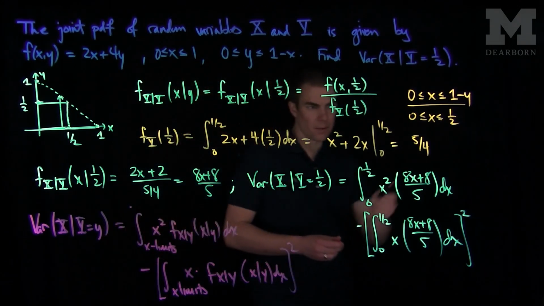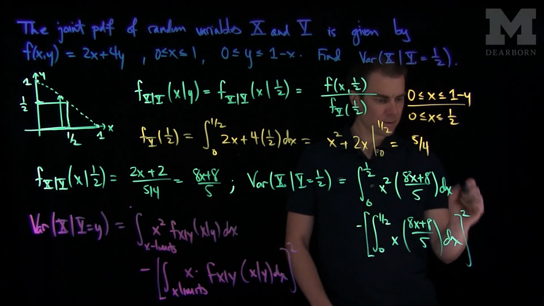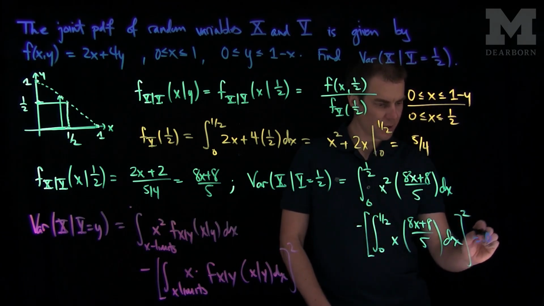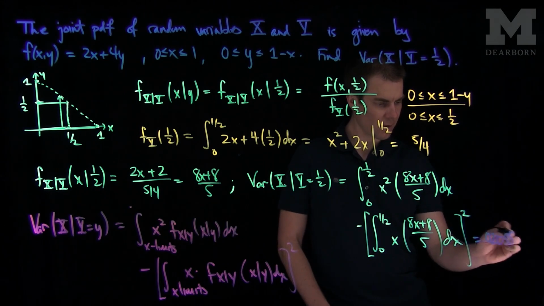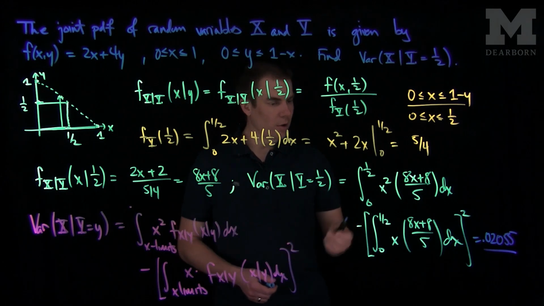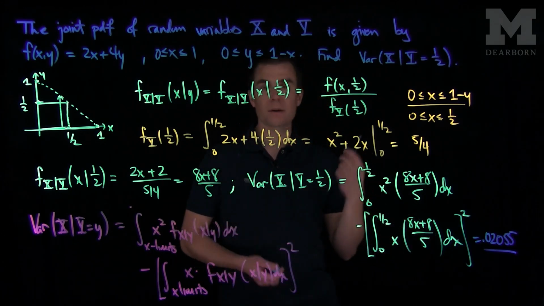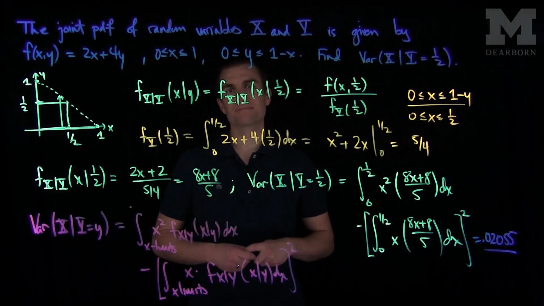And so if we compute these integrals over here, we see that the answer, when we plug it into the calculator, is 0.02055, and that is the solution to the problem. These are all polynomials, so they're easy to integrate, and then the most efficient thing to do is just to plug those numbers into the calculator and evaluate to get the final answer. Thank you very much.